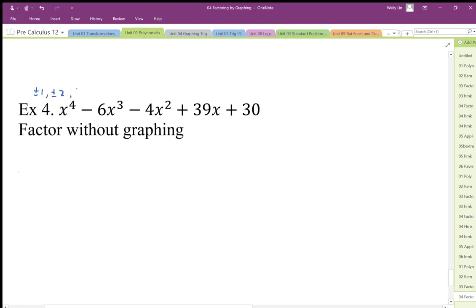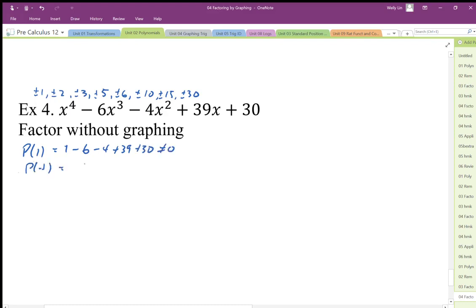Plus minus 1, plus minus 2, plus minus 3, plus minus 5, plus minus 6, plus minus 10, plus minus 15, plus minus 30. Okay, I'm obviously not going to check all of those, but we should check 1. If I plug 1 in, I get 1 minus 6 minus 4 plus 39 plus 30. That's not equal to 0.